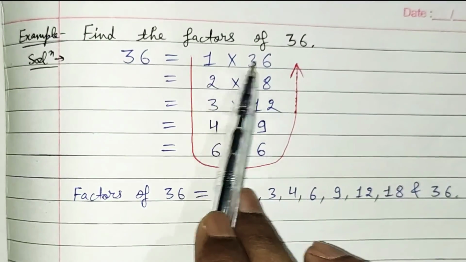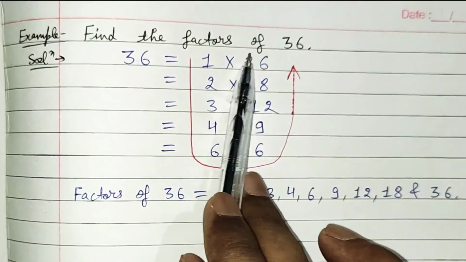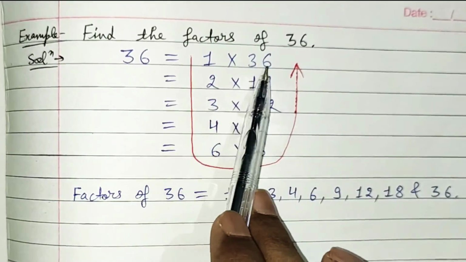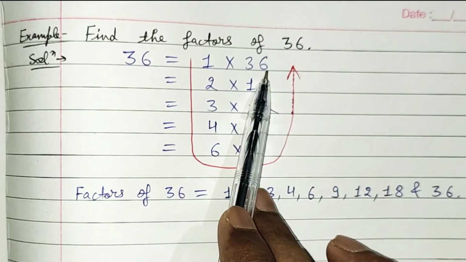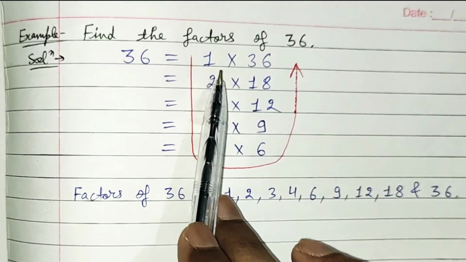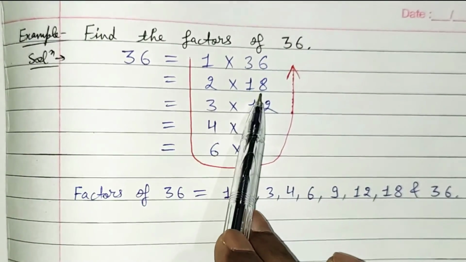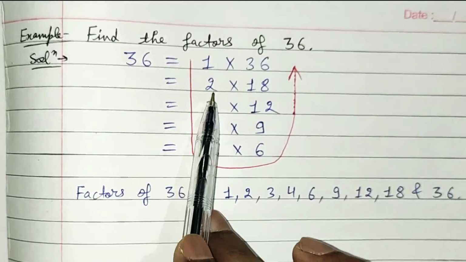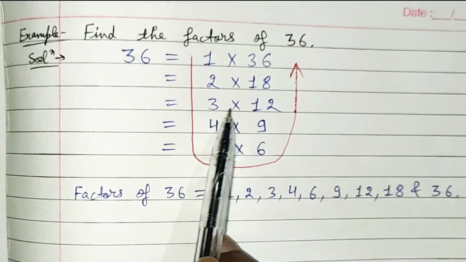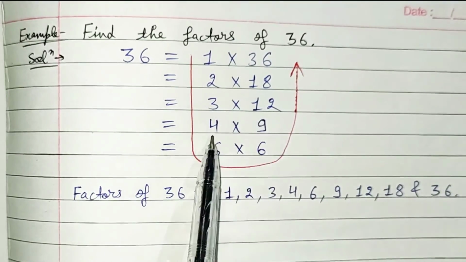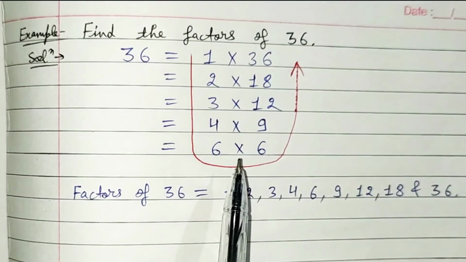When you find the factors, you will have to write 1 into the number. Here the number is 36, that's why we are writing 1 into 36. Next, after 1, 2 will come. You can divide 36 by 2, you will get 18, so we can write 2 into 18. In the same manner, 3 into 12, 4 into 9 and 6 into 6.